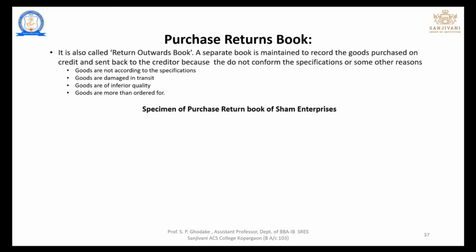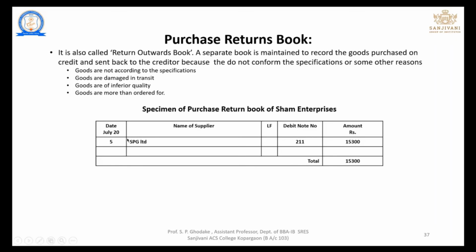We'll see the pro forma or the specimen of the purchase return book of Mr. Charm Enterprises. It is the same as the purchase book: date, name of the supplier. The only difference is that in place of the inward invoice number you have the debit note number, and the amount is the same. Now as the point arises, debit note number, what exactly is a debit note?